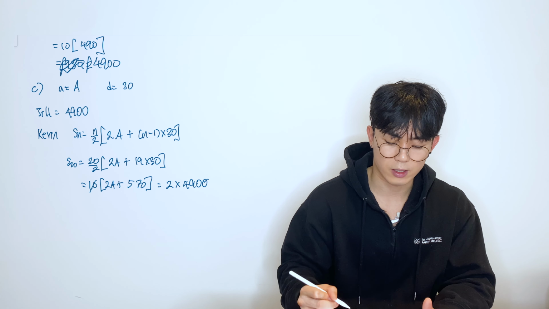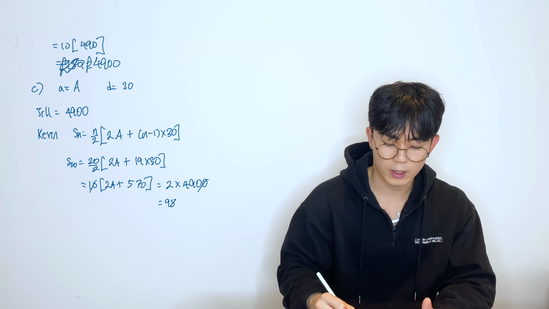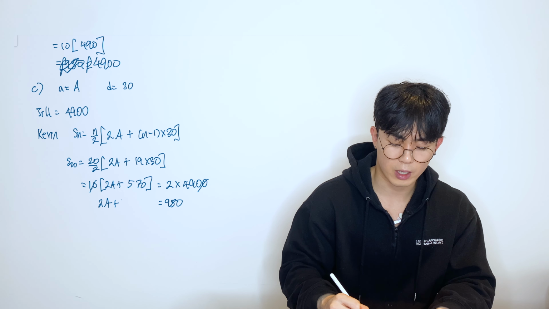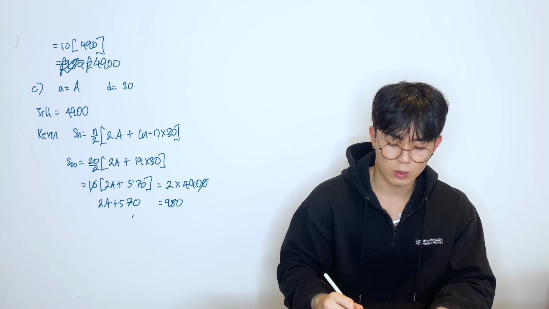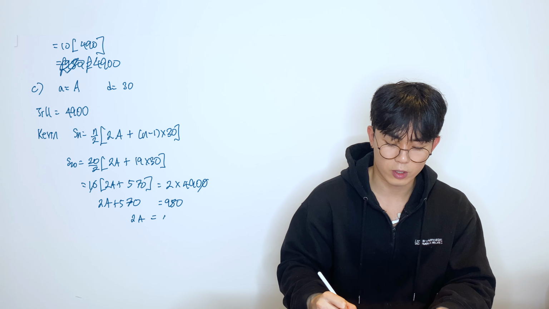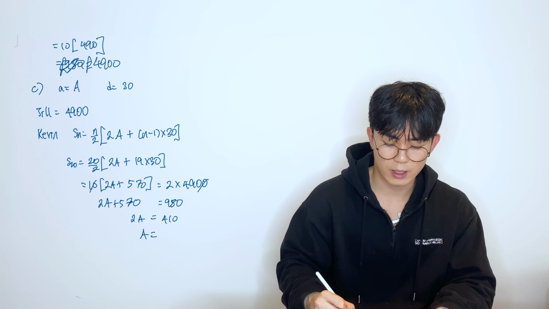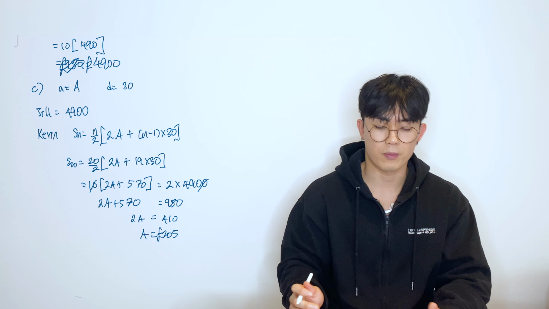So 10 cancel out. We have 980, 2A plus 570. 2A is equal to, this is 410. So his initial amount he gave was £205.